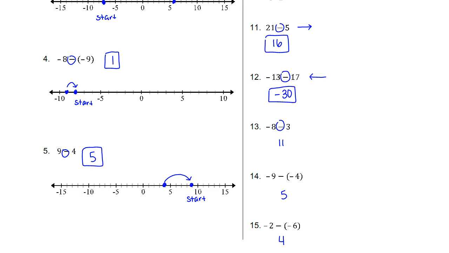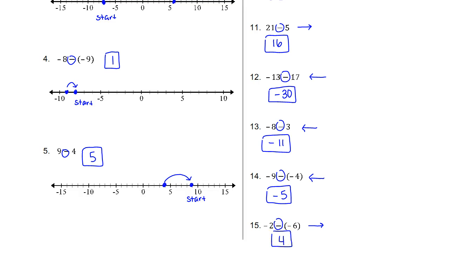For number 13, negative 8 and positive 3 on a number line are 11 apart. And so to get from 3 back to negative 8, I would have to go left, and my difference is negative 11. For number 14, negative 9 and negative 4 are 5 apart on the number line. To get from negative 4 back to negative 9, I would have to go left, and my difference would be negative 5. And the last one here, negative 2 and negative 6 are 4 apart on the number line. To get from negative 6 to negative 2, I would have to go to the right, and so my difference is positive 4.